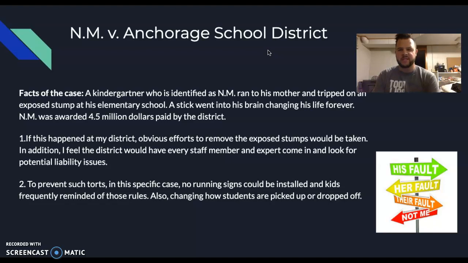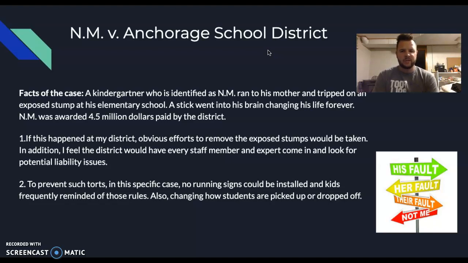So the facts of the case are that there was a kindergartner who was running to his mother right after school. He tripped and fell, and a stick actually went through his eye and into his brain, and that changed his life forever. He did live and survive, but his life was drastically different. His parents claimed that he would have to live in a home or under care for the rest of his life, and his family was awarded $4.5 million by the district when it came through court.